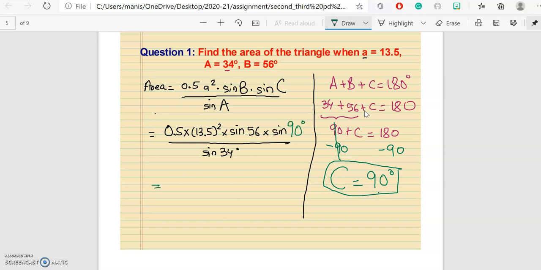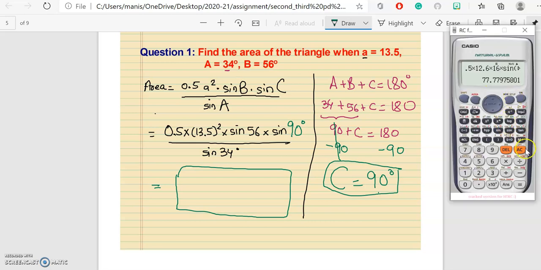So now the only thing I'm left with is I have to type all of these values in my calculator, and I will get my answer. So let's pull up my calculator. As you all can see, this is a fraction, that's my fraction button, 0.5 times, now it says parentheses 13.5, parentheses close, this is a square over here, then it says times sine of what, 56 degrees, sine of 56. Please do keep in mind, since you open the parentheses, you have to close the parentheses, times sine of 90, this is my 90, I will close my parentheses over here.